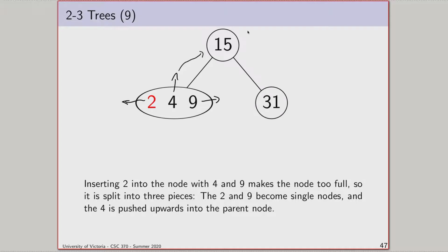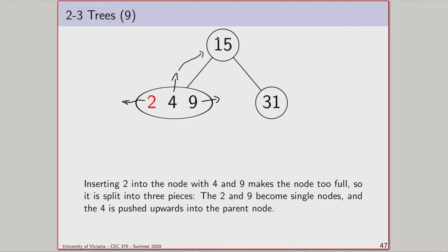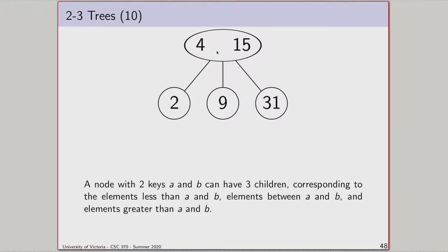We just cram, and then we try and put the 4 into this node. We cram the 4 into the node with the 15. And when the 9 got sent outwards and the 2 got sent outwards, they now become the children. So the 2 is less than 4 and the 9 is between 4 and 15. So now these become two of the 3 children of this 2-key node.